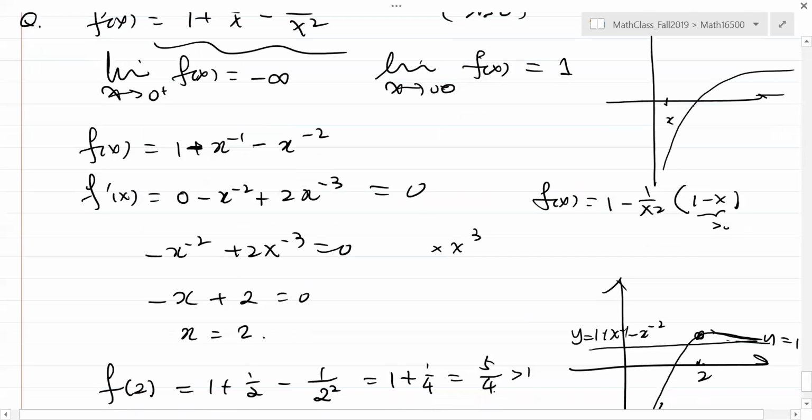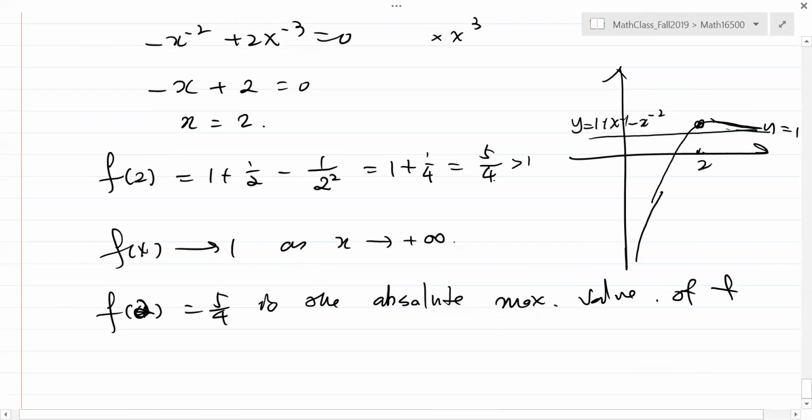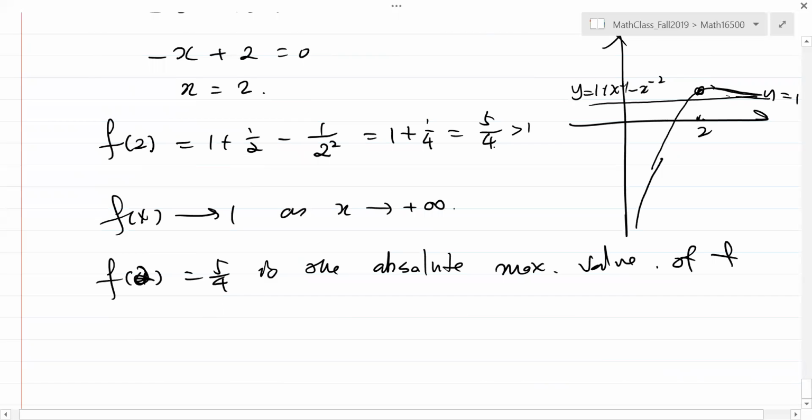So that means it must go up a little bit and go down. Okay? Because at that particular point, 2, 5 over 4. So that's why you get this picture, and then f of 2 is going to be the absolute maximum value. Otherwise, you cannot tell, you know. Right? So you have to sketch the graph in order to answer the questions. All right, that's it about today's class.